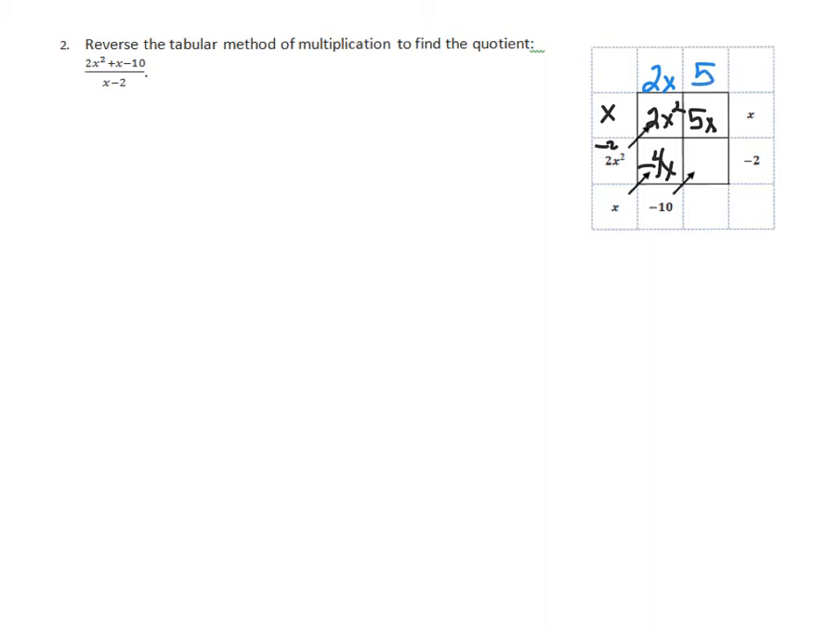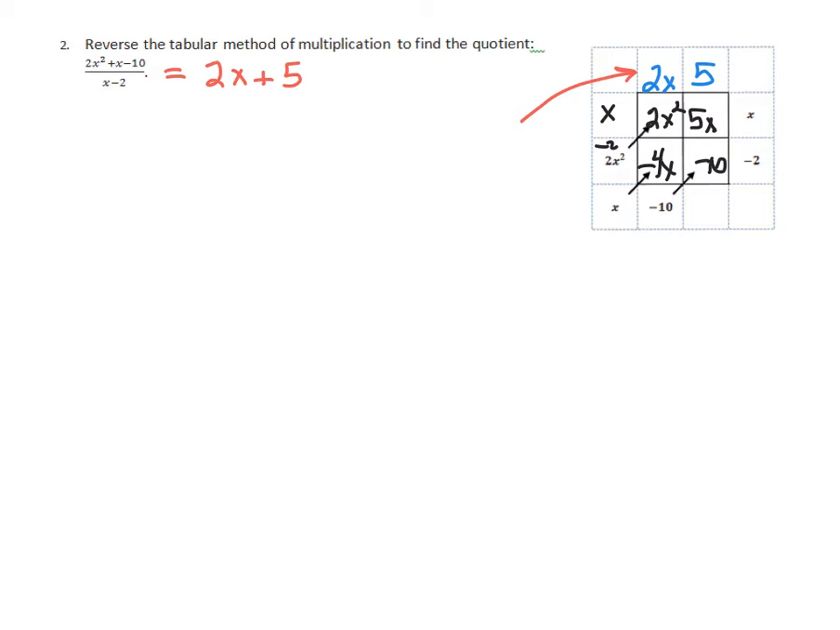Go ahead and multiply. 5 times x is 5x. 5 times negative 2 is negative 10. And that happens to be the term that I wanted on that last corner spot. So that tells me then that the quotient for this is equal to 2x plus 5. So when I do this division, the answer turned out to be 2x plus 5.